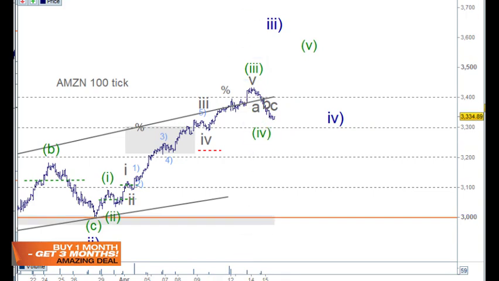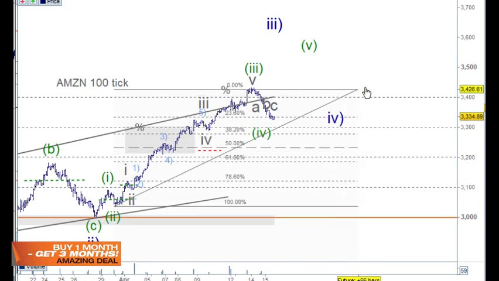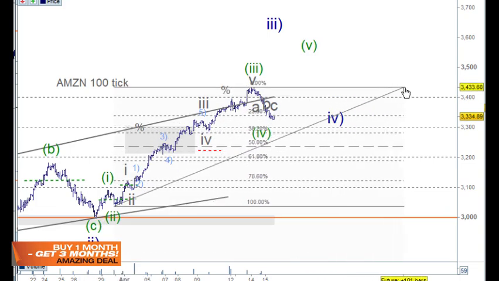So if this count is right, we're going from this green wave 2 low here, and we're going on to this top here. That brings us down. That's actually quite good, because that brings us down to the previous wave 4 and the 38.2% retracement level there.